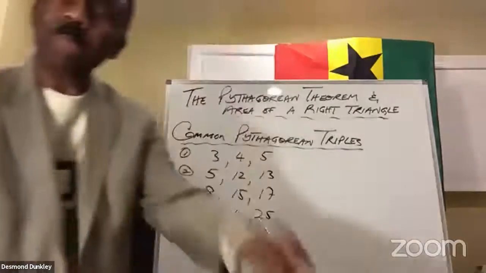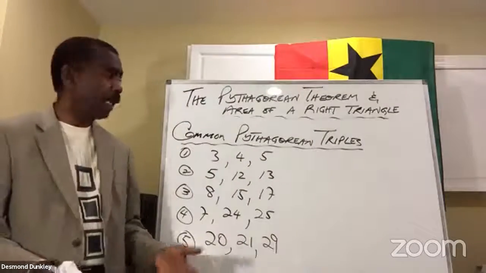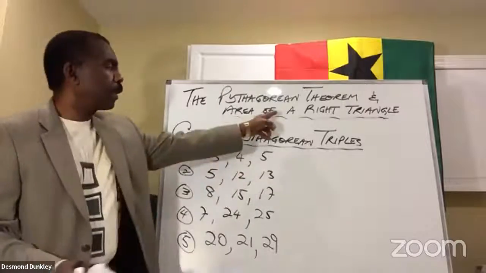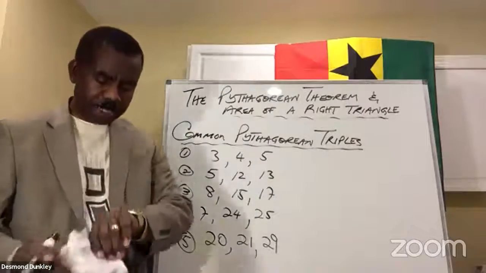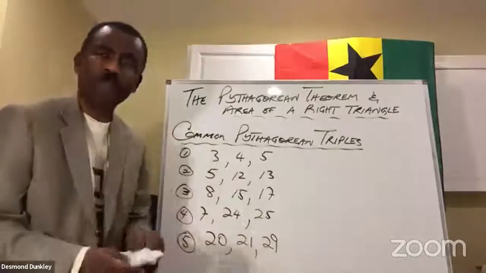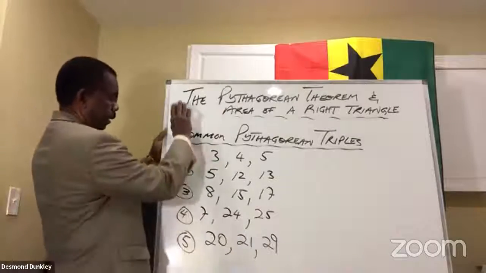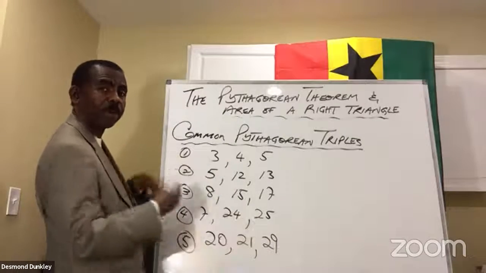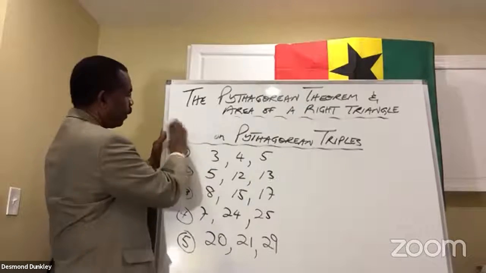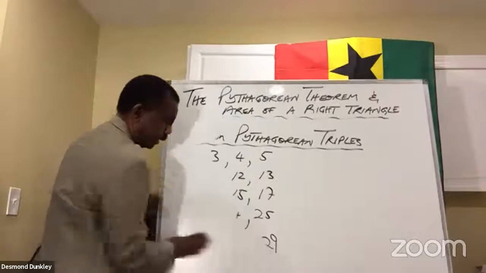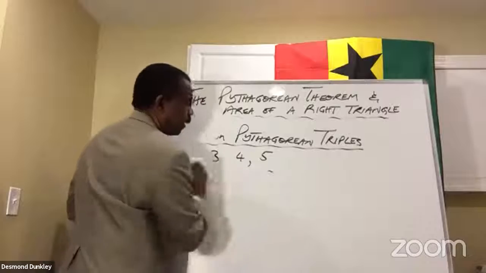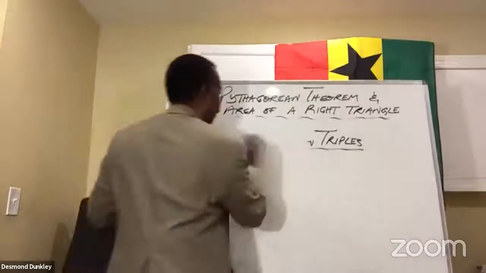Okay, so now we're finished with the Pythagorean Theorem and also Pythagorean Triples. Just want to spend some time on right triangles. And we're doing great with time, we're doing excellent. So now you have this as part of your record. Let's go to the area of a right triangle.